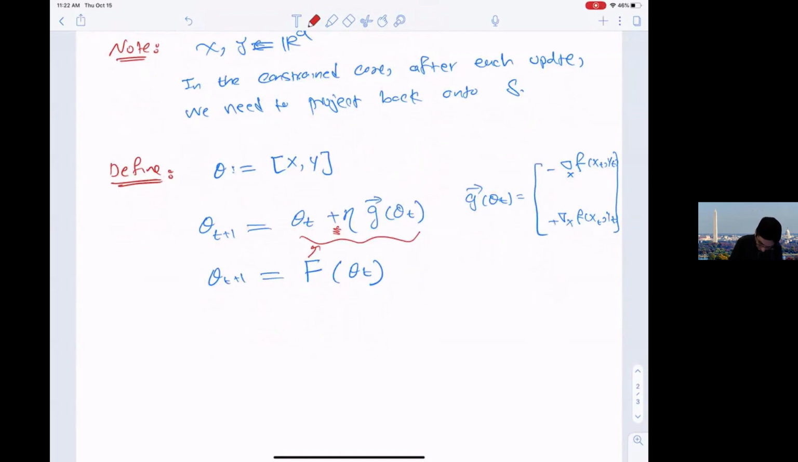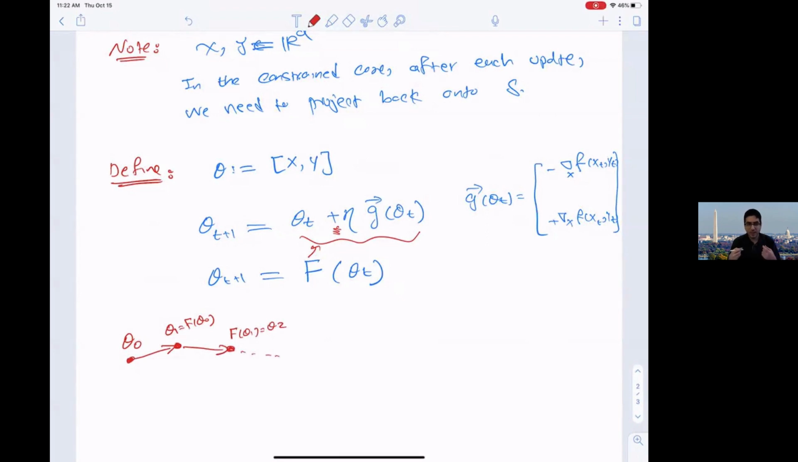Okay, so here I start with, let's say, theta 0. That's my initialization for x and y. So this function f I compute at theta 0, then it gives me theta 1, which is f of theta 0. And then I apply this function again on theta 1, and I compute f of theta 1, which is theta 2. Right? And then I keep doing this.